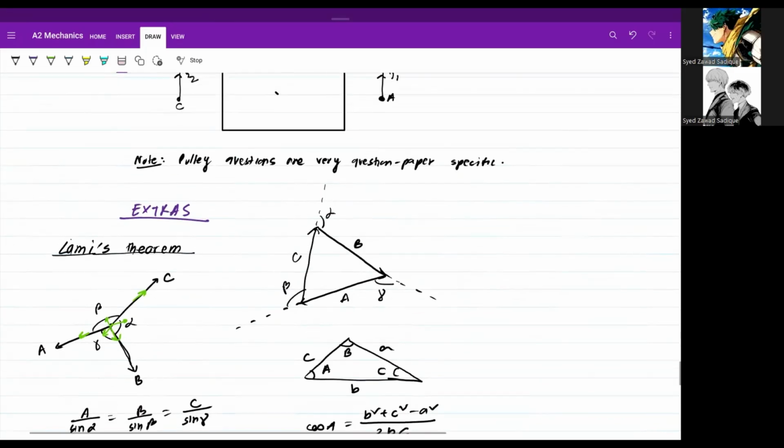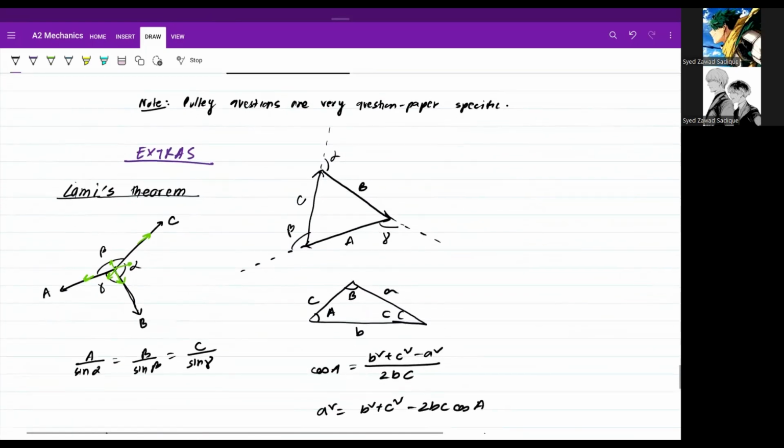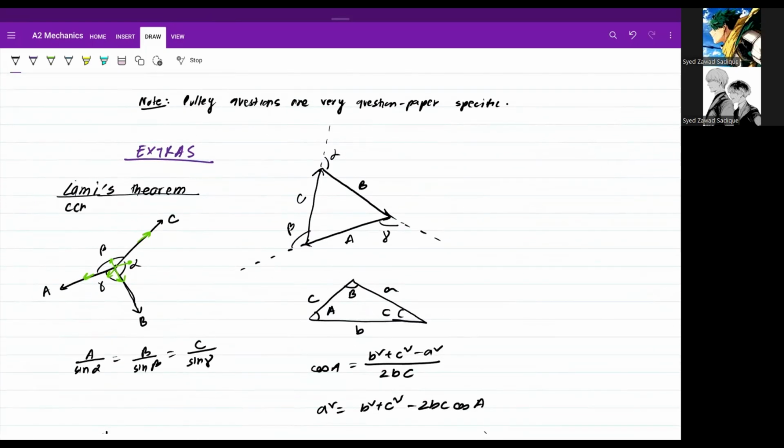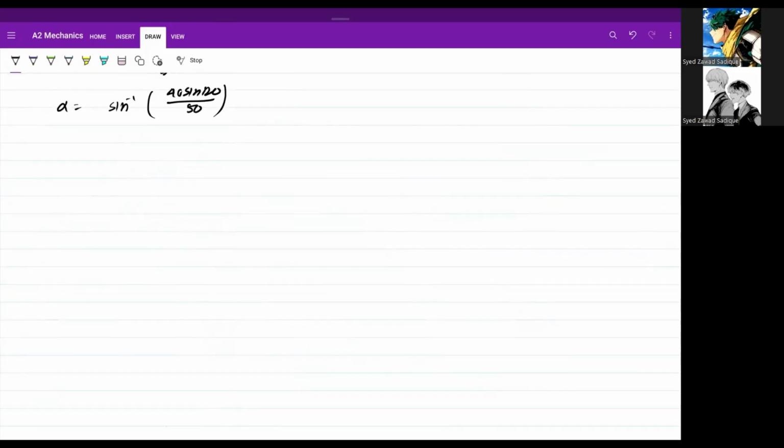One more thing, this Lami's rule is for chapter 3, 4, 5. No, there's some more. This is just for chapter 3, 4, 5. We have a few more notes that I have to give you.